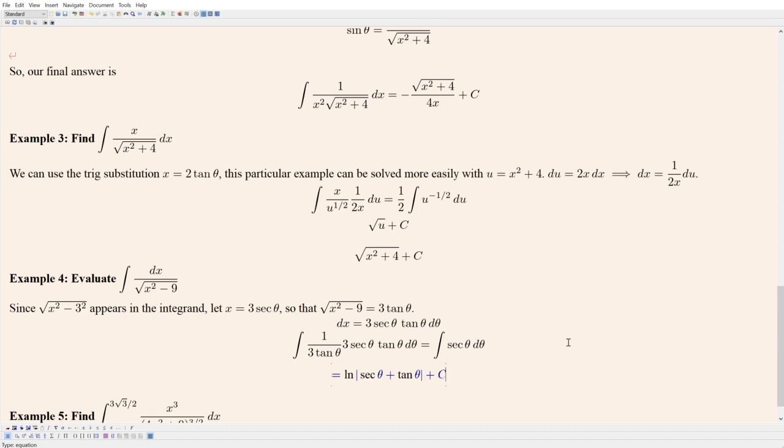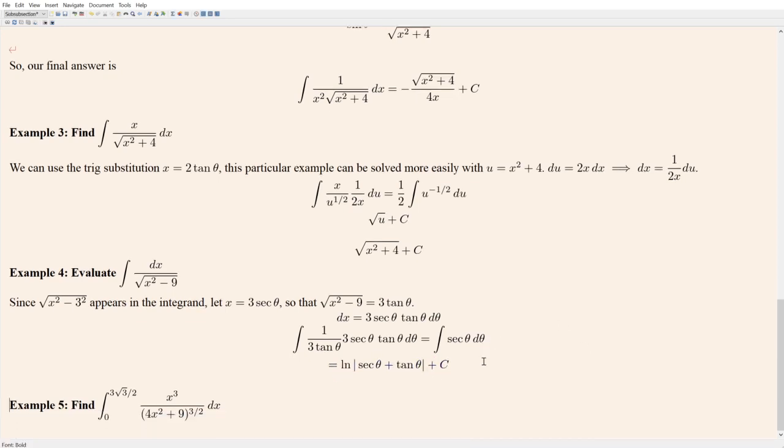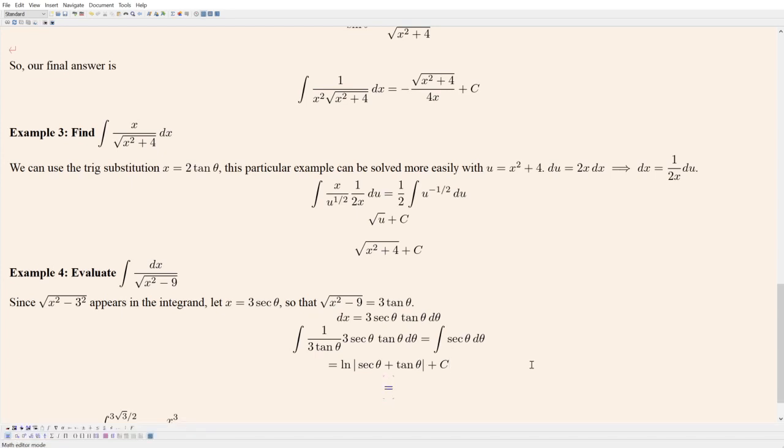Yep. So that's natural log absolute value secant plus tangent. And that's one that either you remember or you don't. Okay. So now we need to rewrite everything to be in terms of x. With the tangent, we can do that because we know that tangent is equal to all of this junk over 3. And with the secant, we can also do that because secant is equal to x over 3. So actually, no additional work required in this case.